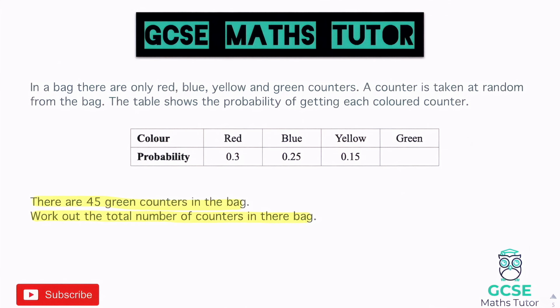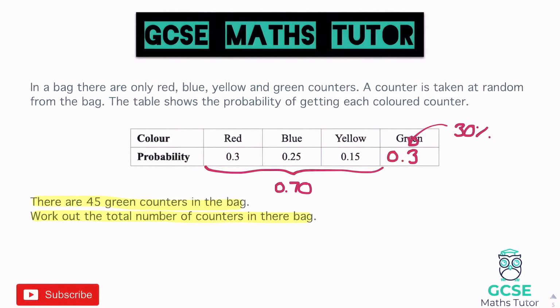Because it's slightly different. It's not saying how many times they're going to pick the counters out or something along those lines. It's actually given us an actual amount of counters allocated to that probability. So at the moment, if we add all of these up, we've got 0.3, 0.25 and 0.15. And they add up to 0.7 or 0.70. There we are, so we're missing 0.3, which again is 30%.